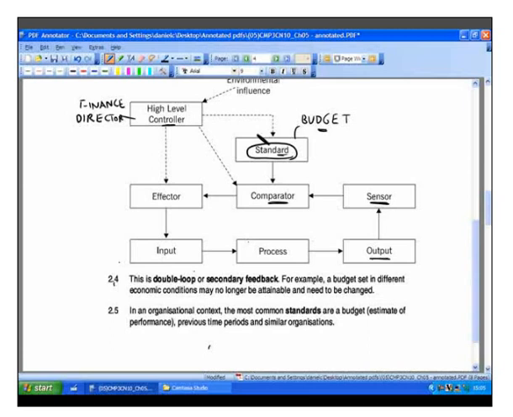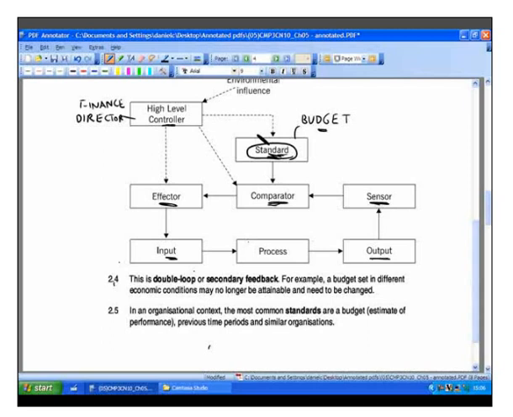That is going to have an impact on the comparator and on the effector and what feeds in to the input in the organisation. So this is known as double loop or secondary feedback. You have one comparison loop between the output and the standard, but you have another comparison loop between the standard and what the high-level controller thinks the standard should be.